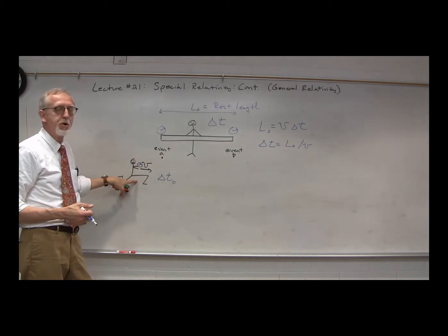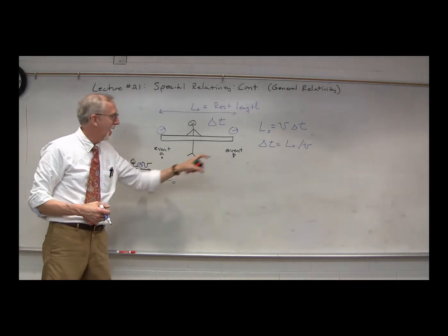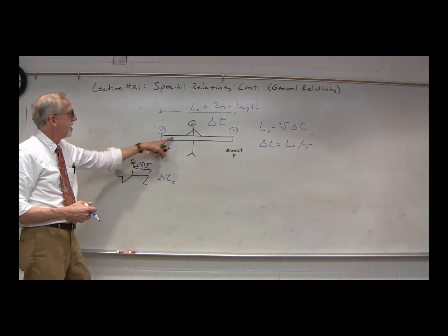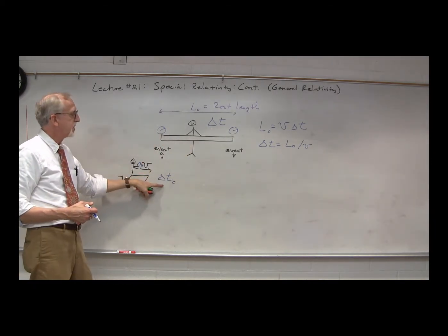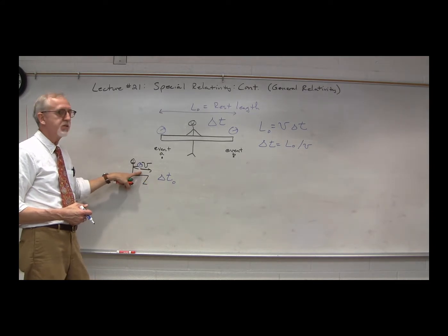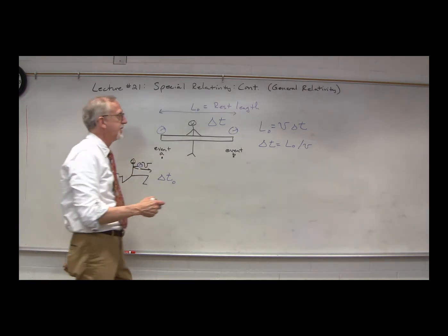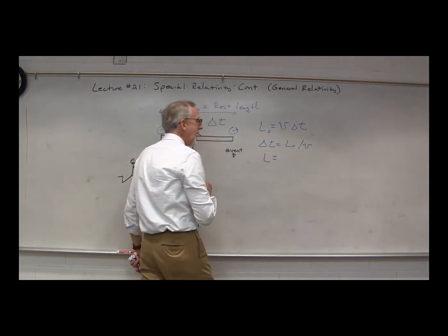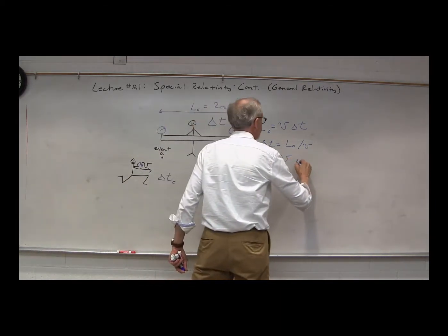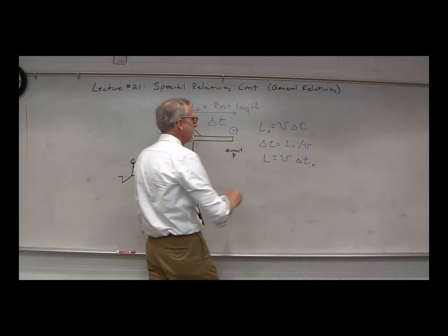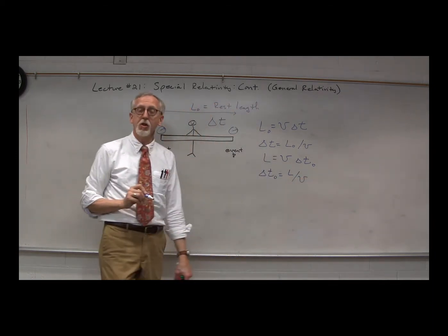Let's just say that the person running will measure a length L. So the person running measures a length L as this person sees the stick as going this way at speed v for a time delta t naught. So the person that's running will say that the stick travels a distance L at a speed v for a time delta t naught. In other words, delta t naught is equal to L over v.